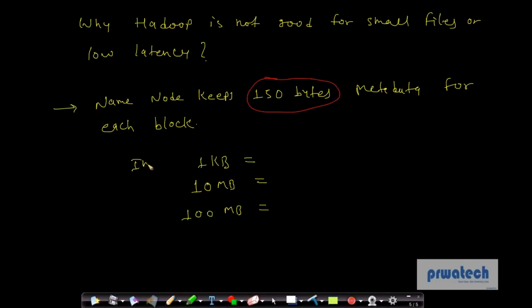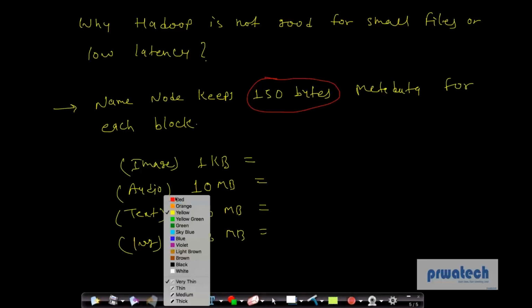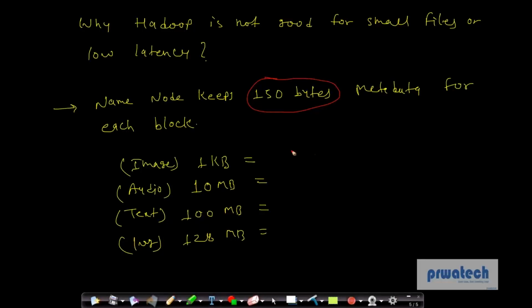So this is my image. I'm assuming this is my audio data. This is my text data. And I have a 128 MB log file. If I'm copying this data in my Hadoop cluster, how many blocks will it create? Perfect. So this will give me one block, one block, one block, one block.